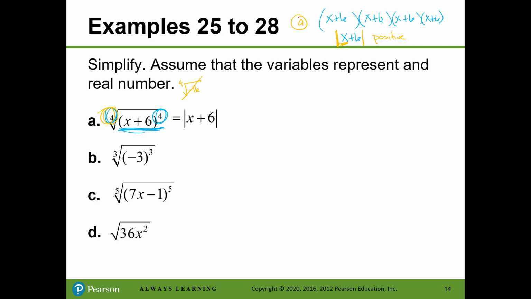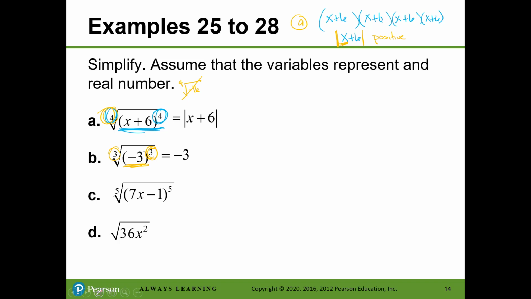Letter B. Okay, notice I'm taking the cubed root of this number, and this number is written 3 times, and I'm taking the cubed root. So what would I get? Yeah, I would just get a negative 3. No problem there. Okay? Plus, I don't have a variable on part B, so I don't even have to worry about anything there. Cubed root of something written 3 times is already that number. In this case, negative 3.